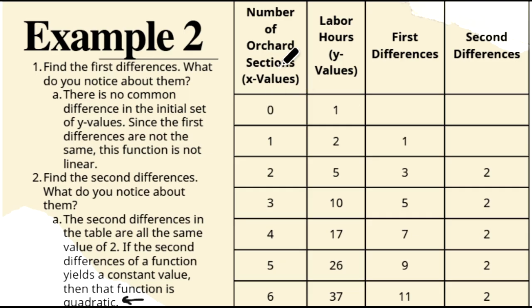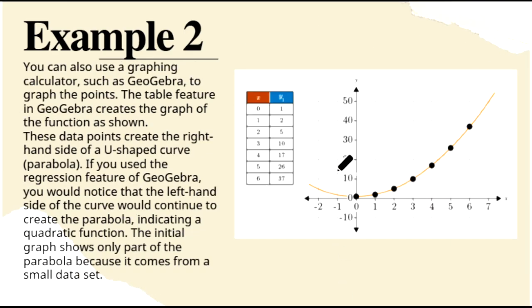If we enter all of this information, our x and y values, into GeoGebra, this is what our graph looks like. Okay? The table feature of GeoGebra creates the graph of the function as shown. These data points create the right-hand side of a U-shaped curve, a parabola. If you use the regression feature of GeoGebra, you would notice that the left-hand side of the curve would continue to create the parabola. So this continues.